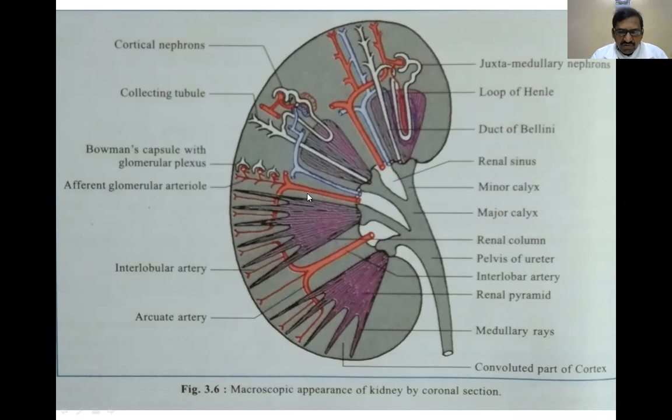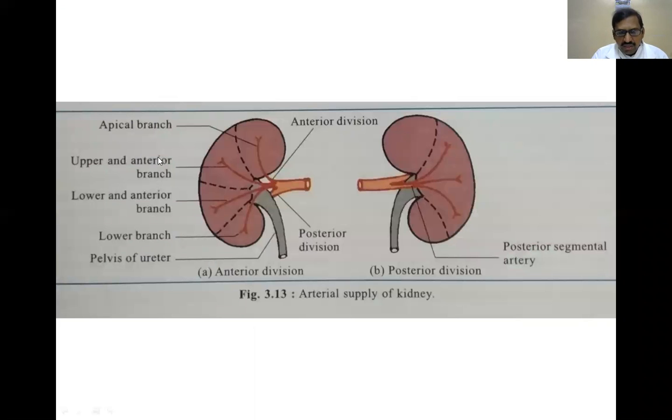There is no anastomosis between the arteries within the substance of the kidney, but there is a plexus formation between the veins. That is the very important difference between the arteries and veins: veins communicate with each other, but the arteries supplying the substance of the kidney do not. Each segment of the kidney has its own blood supply. Here you see these are the segmental branches, and each segment is supplied by one branch.